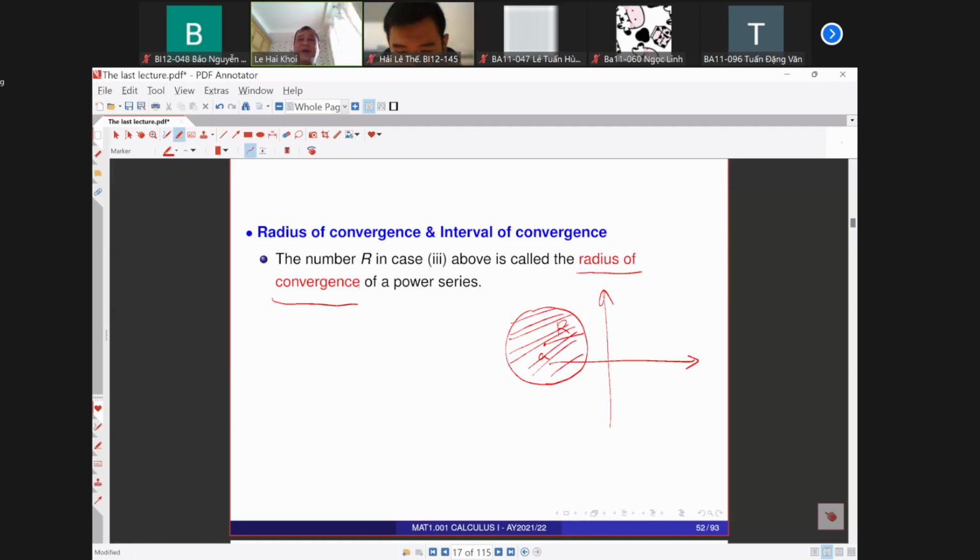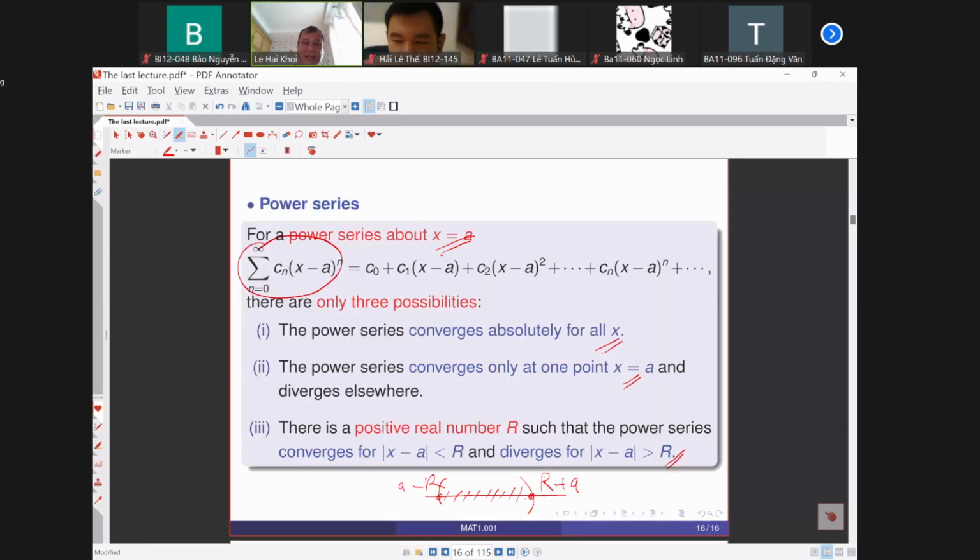If you have two variables, here we study one variable, but in this case, X and Y, you have really a disk of convergence. Inside the disk, the power series of two variables converges, outside diverges, and on the boundary, which means on the circle, we don't know. We have to investigate separately. So the word radius comes from here, okay? So R is radius.